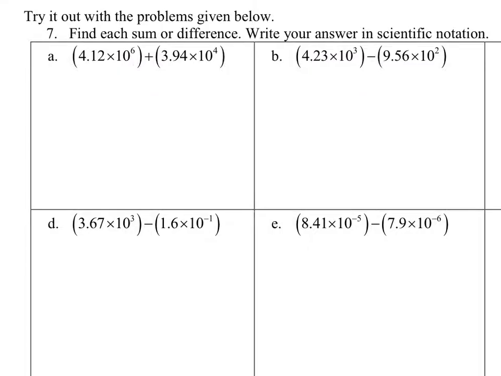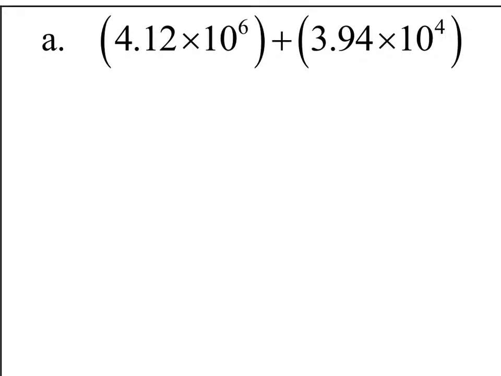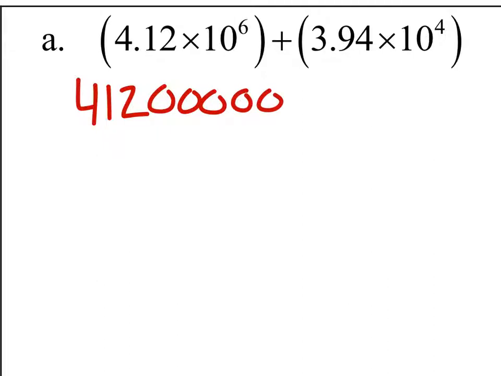We're going to try these out, then we're going to find the sum or difference. And our answers will be in scientific notation. Alright, so I'll do this first one. So our first number is going to be 4, 1, 2, and then 5 zeros. This is going to be 4, yeah, 4 is what I meant. It doesn't matter, it's all good. 4,120,000. And we're going to add that to 394 and 2 zeros.